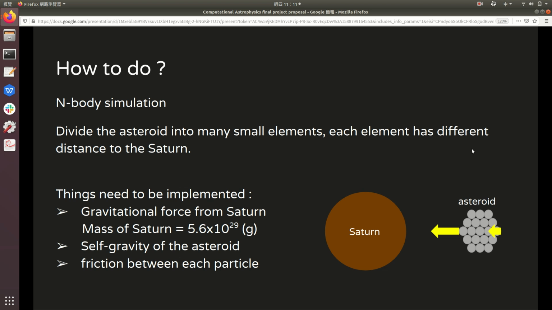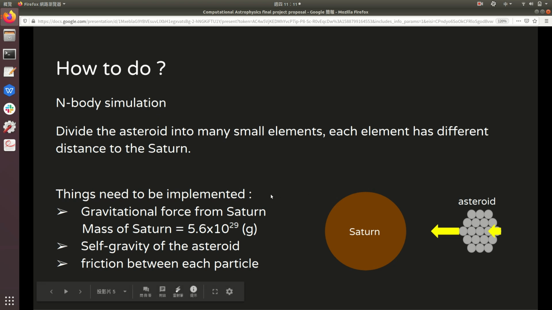So next is how to do it. I will perform an n-body simulation to simulate this situation. So first, I assume there is a Saturn without ring. So it's like a naked Saturn. Then I can approximate Saturn as a point mass. And I will divide the comet or the asteroid into many small elements. So each of them will have a different distance to Saturn.